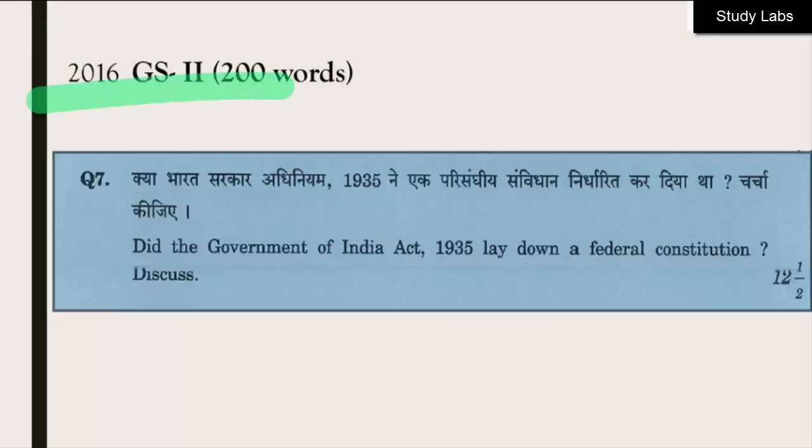The first question was asked in the GS 2 paper in 2016, and the limit is 200 words for 12 and a half marks. The question is: did the Government of India Act 1935 lay down a federal constitution? Discuss. It is a very straightforward question. They don't ask you to connect something with something. You can write the answer in the comments below, and I will give the answer in the next lesson.